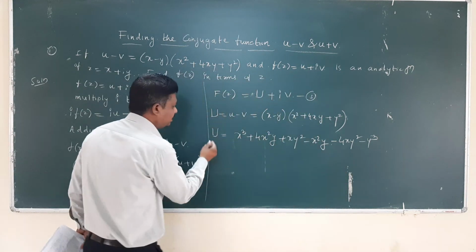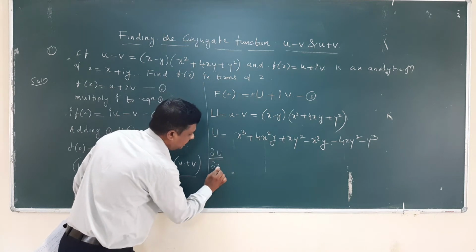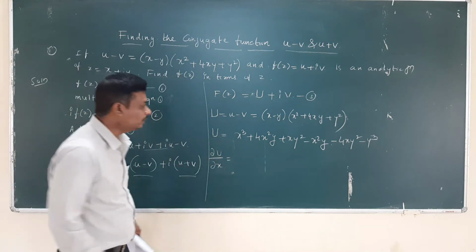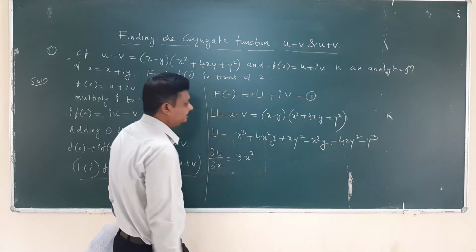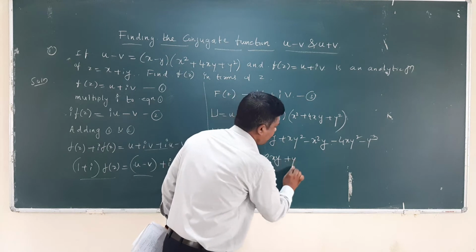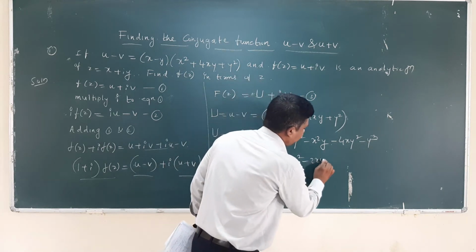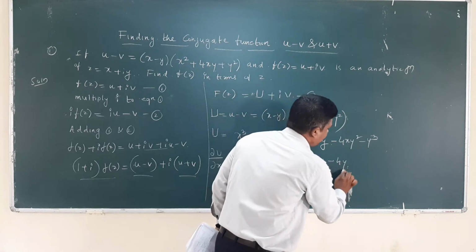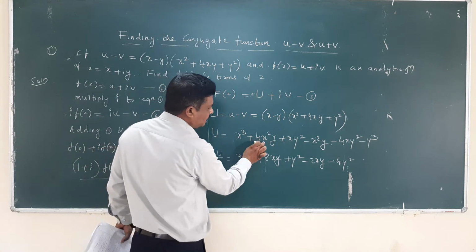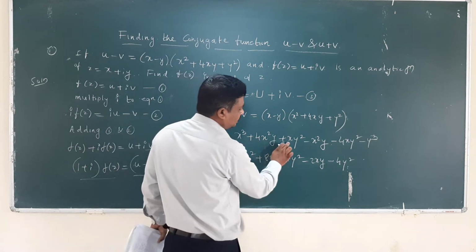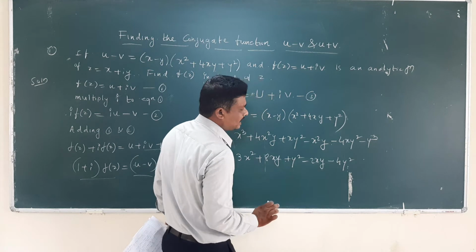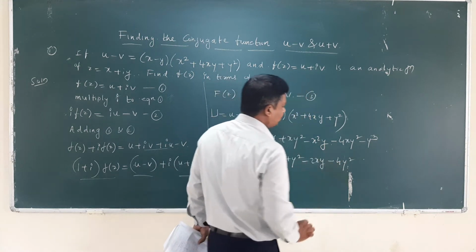First I will find the derivative, dou U upon dou x, differentiating this U partially with respect to x. I will get here 3x square plus 8xy plus y square minus 2xy minus 4y square, and the derivative of y cube is 0. So the derivative of x cube is 3x square, of 4x square y is 8xy, the derivative of x y square is y square, the derivative of x square y is 2xy, and the derivative of 4x y square is 4y square.